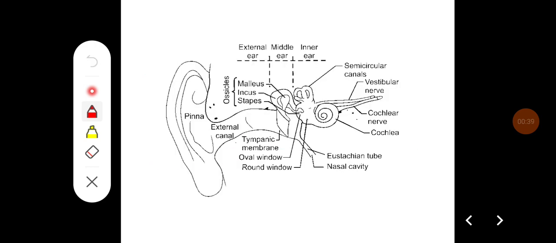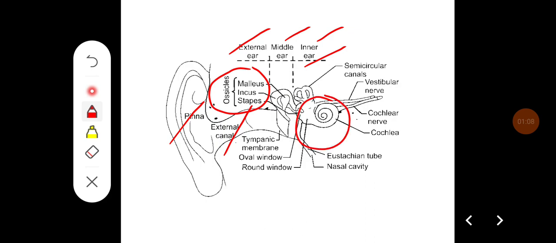So this is showing the structure of the ear, which is made up of three important parts: external, middle, and inner ear. External ear is made up of pinna and external auditory meatus. The middle ear is mainly between the tympanic membrane and the oval and round window, and it has the bony ossicles malleus, incus, and stapes. And the inner ear mainly consists of the cochlea, which has plenty of hair cells.